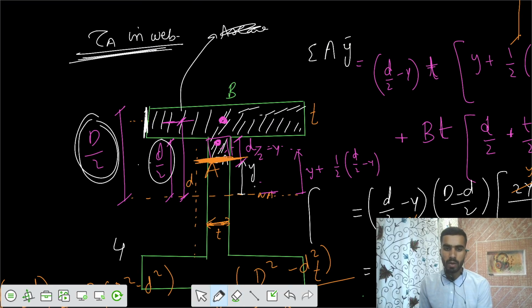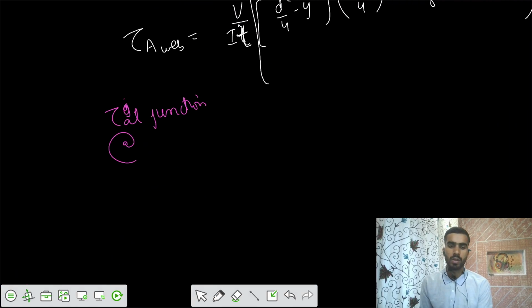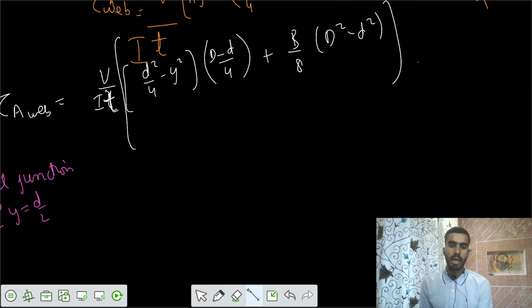That means at y equals d by 2, you have to see what is the value of shear stresses in the web part. At y equals d by 2, if you substitute here, and the thickness, we know that this thickness value t equals d minus d by 2. So if you substitute that also here, you can have d minus d by 2.